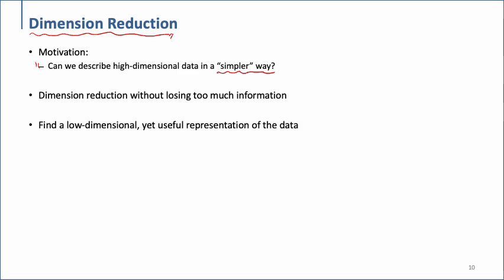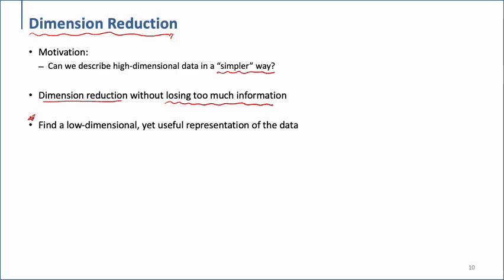So the key idea for dimension reduction is, we should not lose too much information compared to the original data. But at the same time, we should describe high dimensional data in a simpler way. So to find a low dimension, this is the very important key concept for dimension reduction.